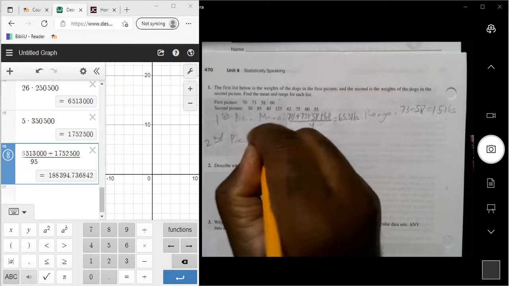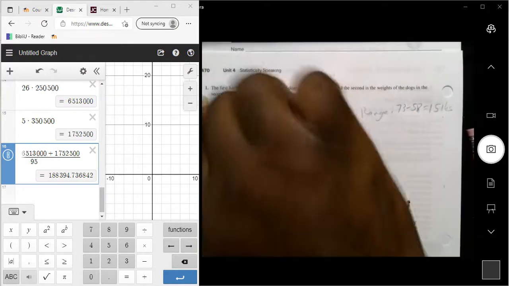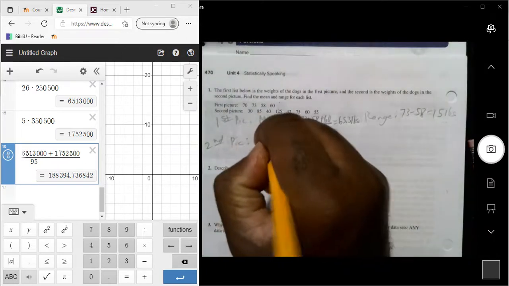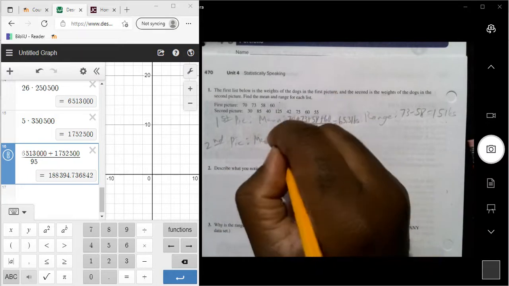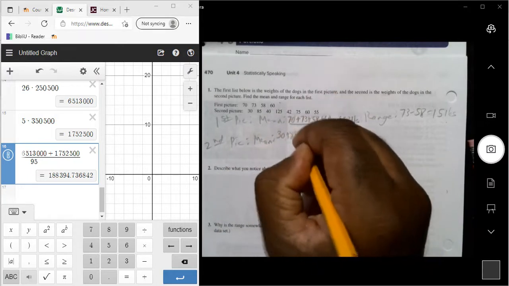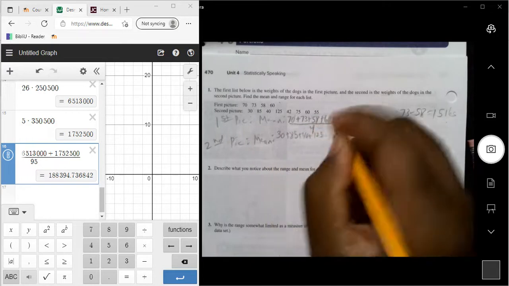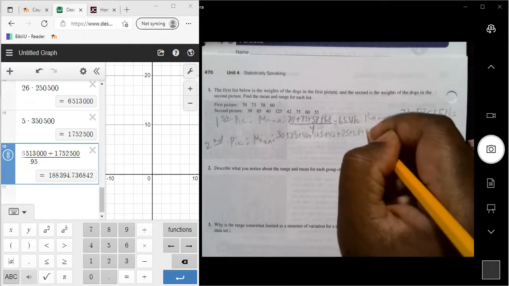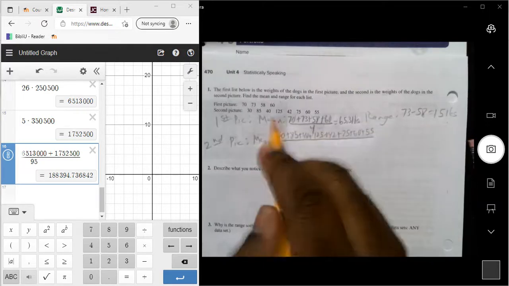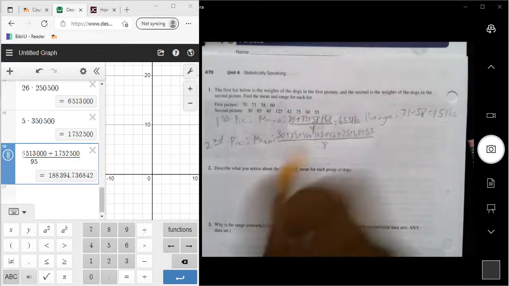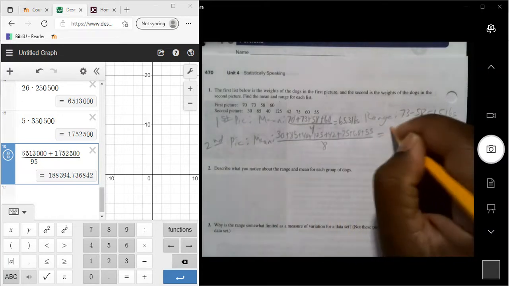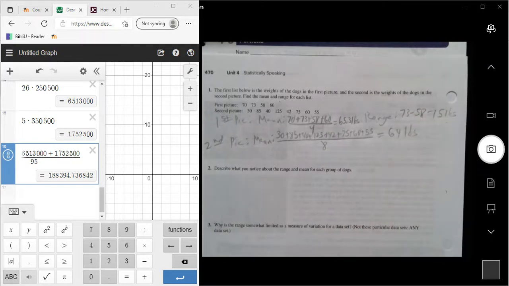So the mean, we'll add all of this up. Hold on. So we have 30 plus 85 plus 40 plus 125 plus 42 plus 75 plus 60 plus 55, and it's divided by 8. So now when we put this in our calculator, the mean actually would be 64 pounds.